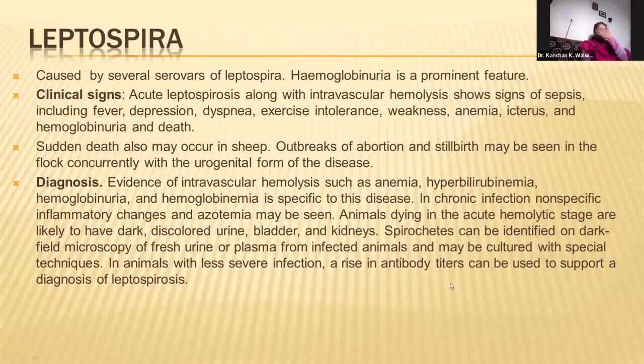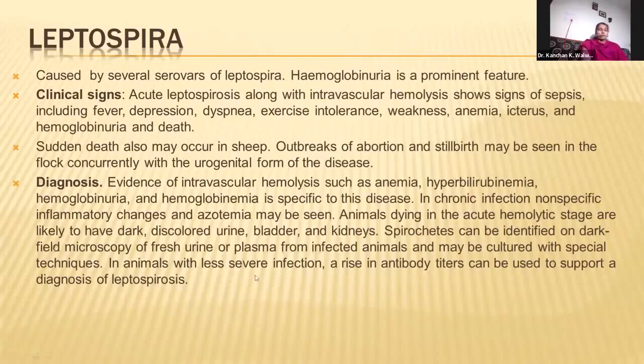For this, you need a dark field microscope. It cannot be seen directly with an ordinary microscope. You need a dark field microscope for that, and you can see the organisms. They are moving like a screw. They are elongated spirochetes and they move like screws. This is a typical finding in case of leptospira.